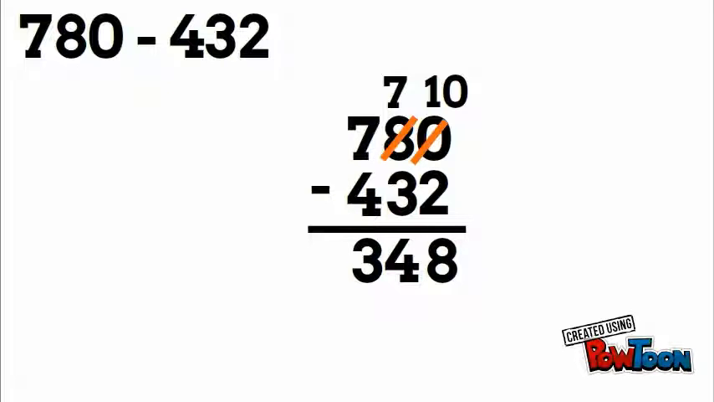So again, the key here is to remember anytime your first number has a smaller number than the bottom number, you have to unbundle or borrow in order to get enough to subtract.